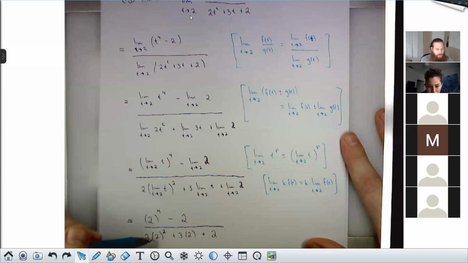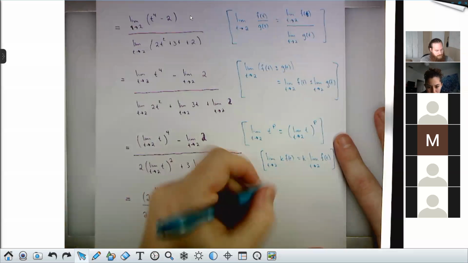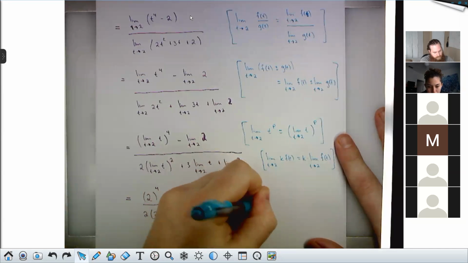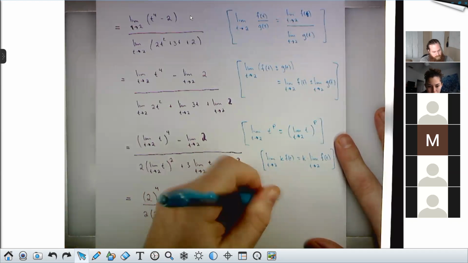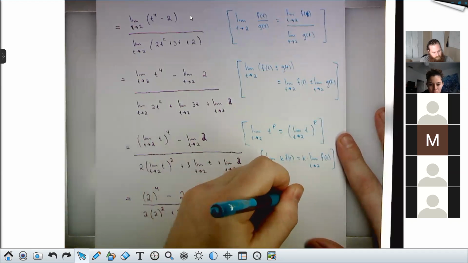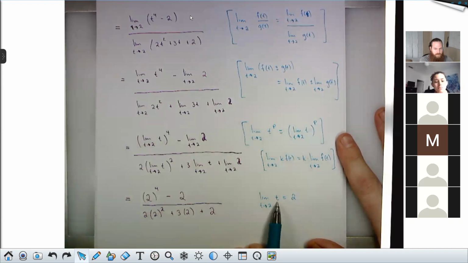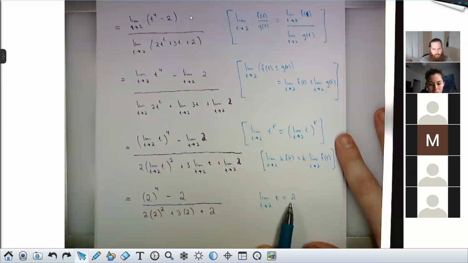And then down here, I use the fact that the limit as t goes to 2 of t itself is 2, right? What does t get closer and closer to as t gets closer and closer to 2? It's almost a tautology, right? It's almost something that doesn't require thinking. As t gets closer and closer to 2, what does this function get closer and closer to? Well, this function is t. So as t gets closer and closer to 2, t gets closer and closer to 2.